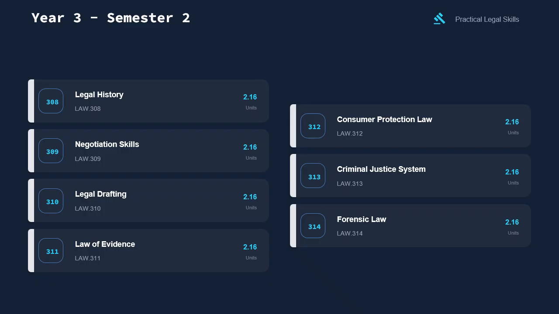Some consumer violations rise to criminal fraud, e.g., wire fraud, mail fraud. Prosecutors pursue criminal cases for egregious conduct. Real-life example, the prosecution of Theranos executives for fraud illustrates criminal enforcement in consumer protection.